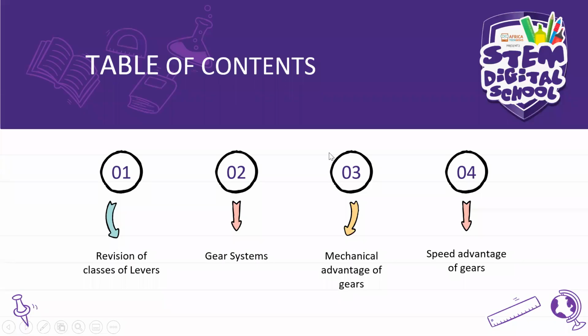This is what our lesson entails today. Revision of classes of levers. It's a recap from what you did yesterday. Gear systems, mechanical advantage of gears, and speed advantage of gears.